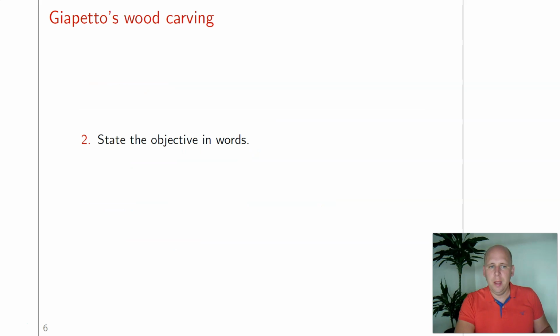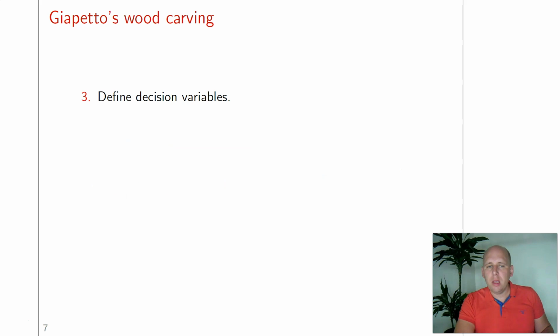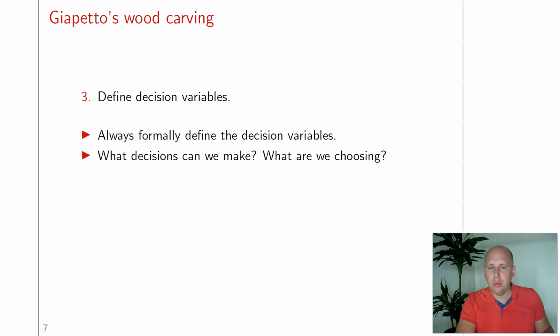The objective is to maximize the profit, and we would like to do that by determining the optimal number of soldiers and the optimal number of trains. So the question is how many soldiers to produce and how many trains to produce. So that is how we are going to define the decision variables.